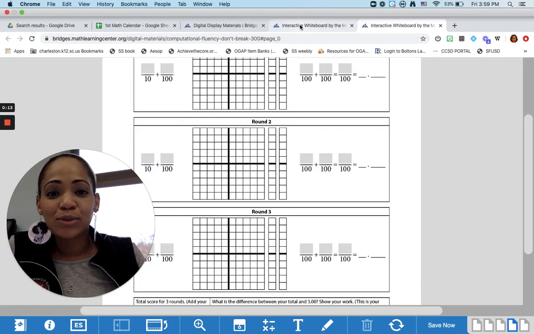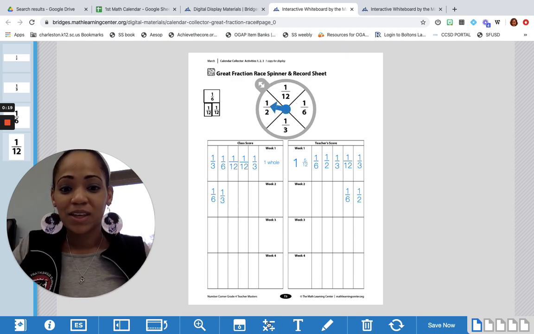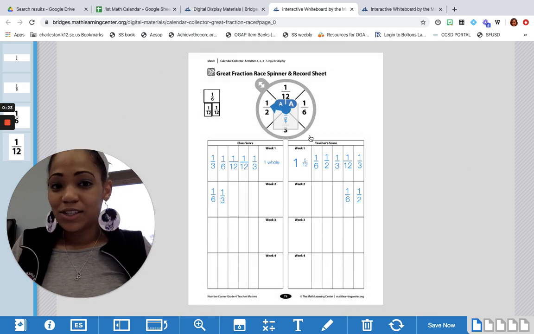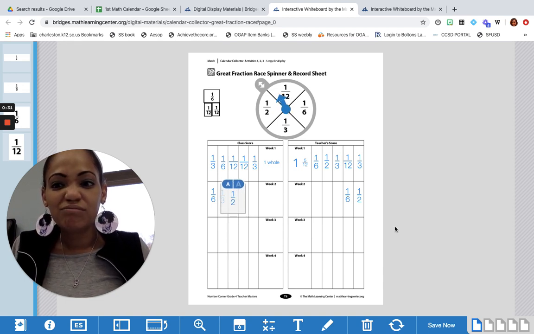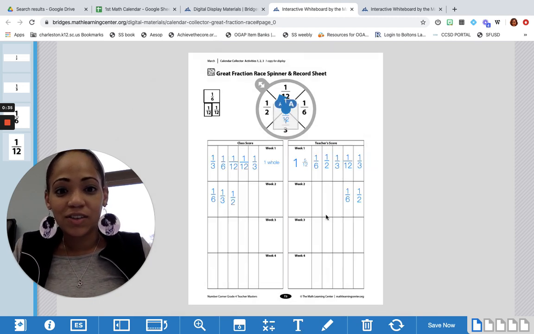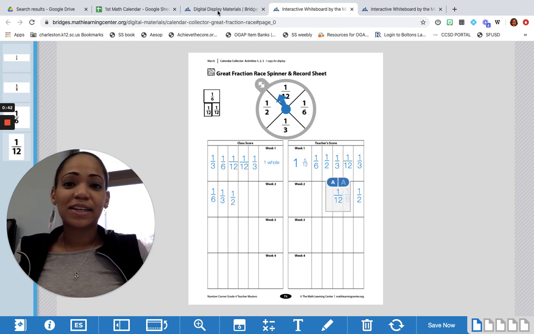Before we do so, I do want to update our calendar collector. So go ahead and spin for you guys. Ooh, you guys get 1/2. That's the biggest fraction on this spinner. So maybe you can catch up with me. And then I'll spin for me. Bummer. 1/12. The smallest fraction on this spinner. I don't like what I'm seeing, but that's okay. That's our calendar collector for today.